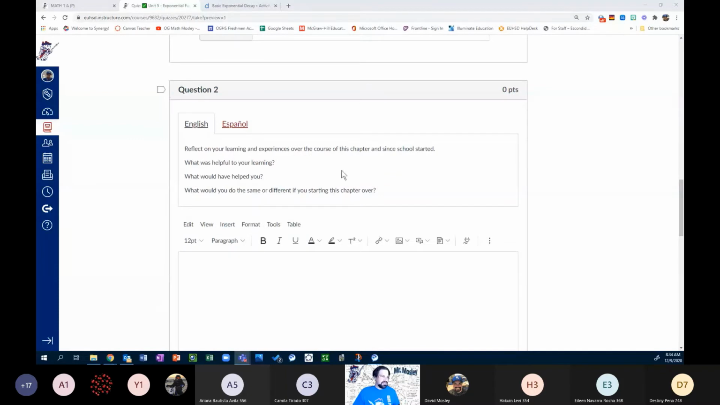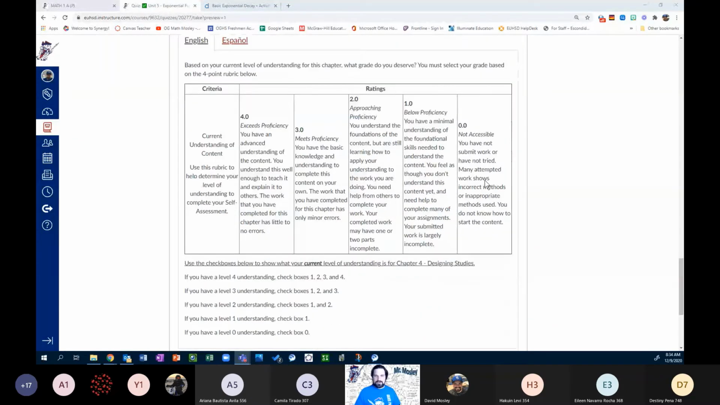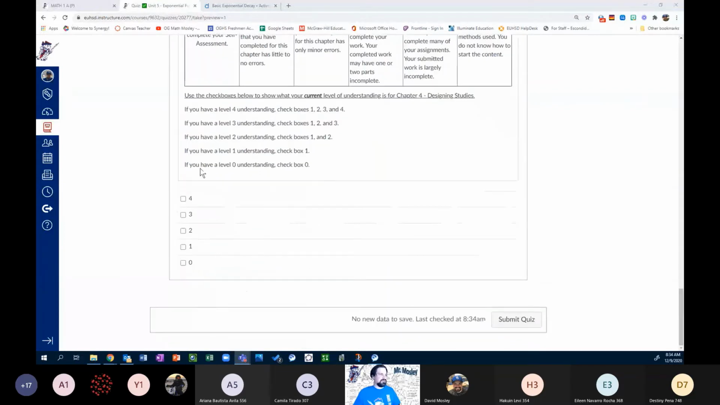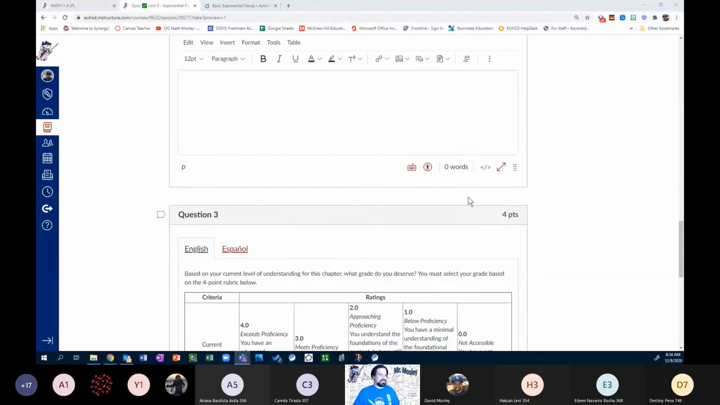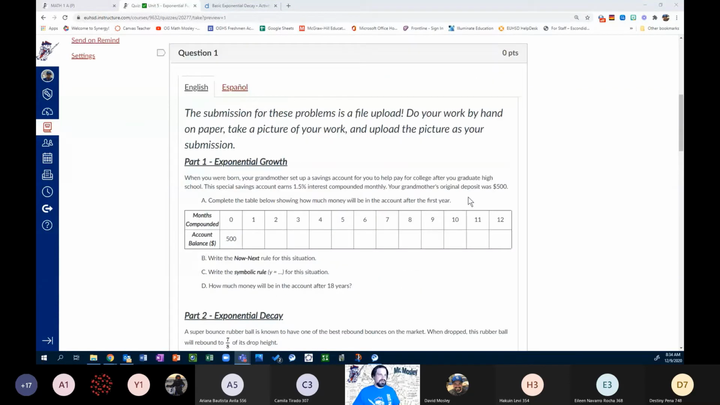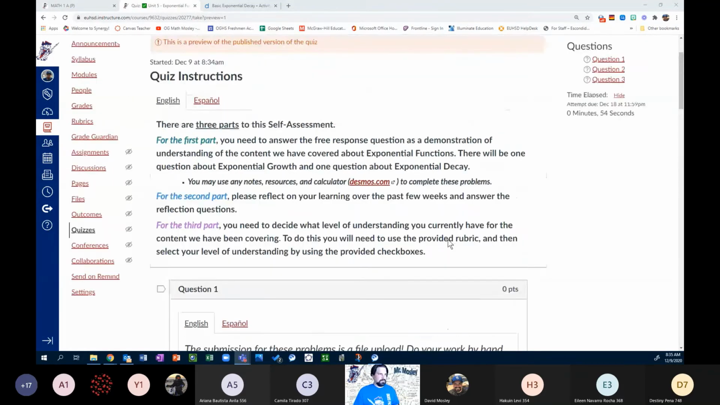Part 2 is the reflection, same as it was on the previous couple self-assessments. And then your level of understanding based on how well you understand the content. You'll select your level. So the same as the previous 2 self-assessments, if you've seen those. If not, this might be brand new. That's okay. This is what it looks like. Is there any questions about the self-assessment?